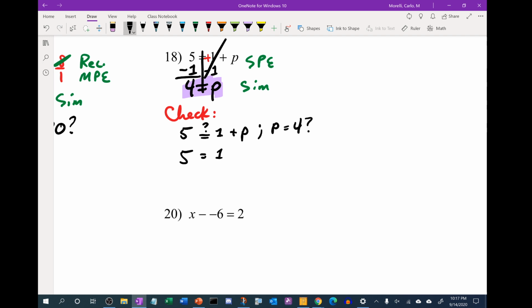5 equals 1 plus 4. I just substitute the 4 for the p. Let's see here. 5 equals 1 plus 4 is 5. How do I know this is all true? Well, this is the identity property of equality that proves it. Okay? You've got to check your answers.